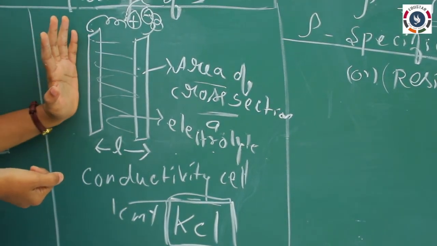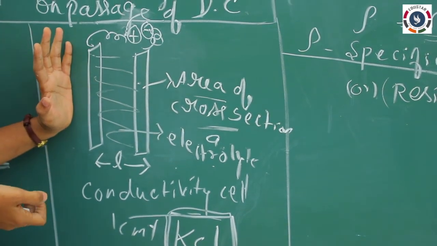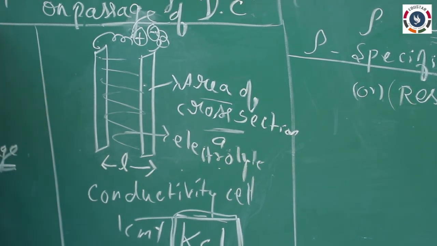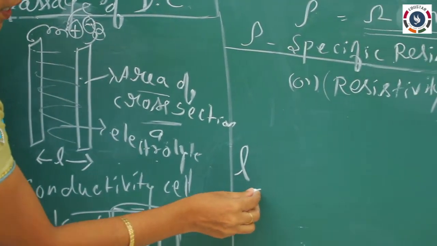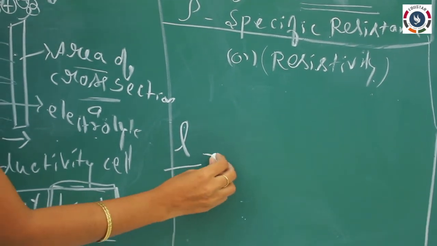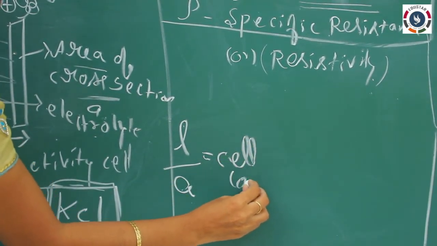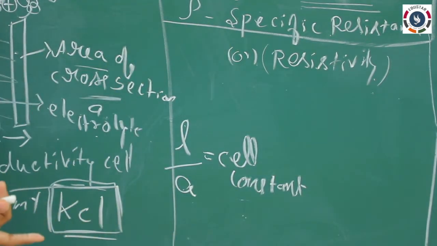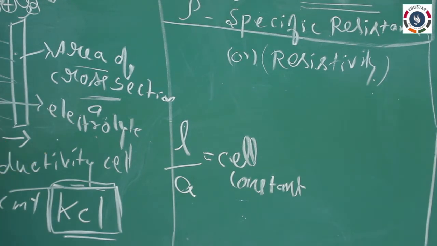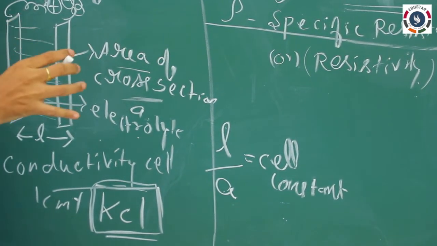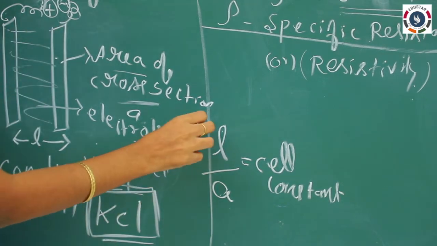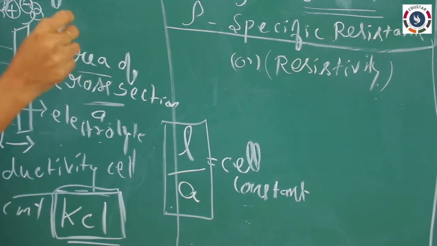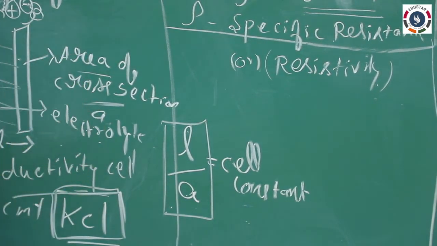Okay. So, this will be the conductivity cell and this conductivity cell depends on only two factors, that is L and another factor is A. This is called the cell constant. What is this called? The cell constant. Temperature or the concentration of electrolyte does not have any influence on the cell constant. Only the L and A will influence the conductivity cell. So, this is called the cell constant.